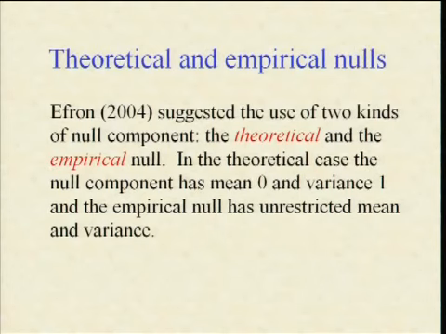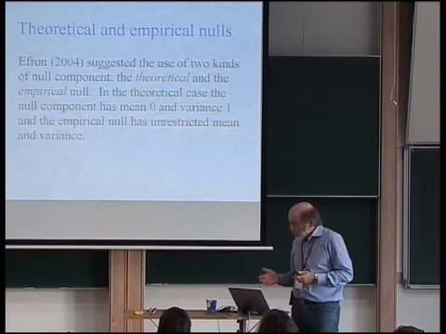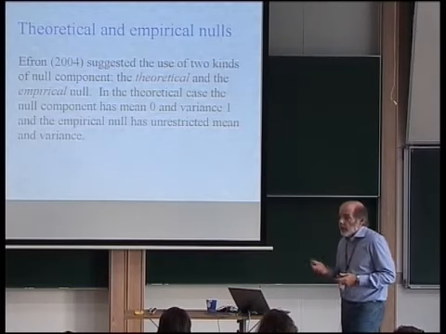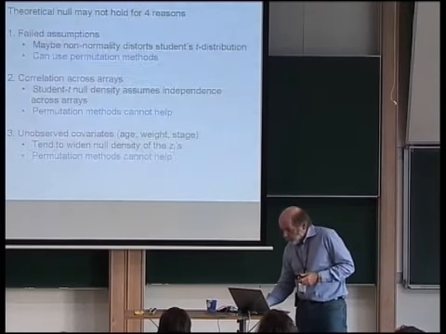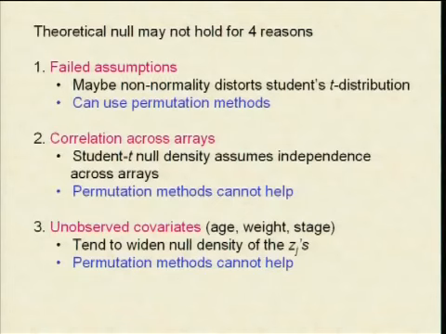Now, Efron has put forward the idea of an empirical null. And the idea is that maybe we shouldn't be using the standard normal as our null distribution. I was in Seattle when he gave his presentation on this talk. So this next two slides are based on his talk. And there are 4 reasons why, well, there's lots of reasons, but these are the 4 main reasons why the standard normal may not apply.